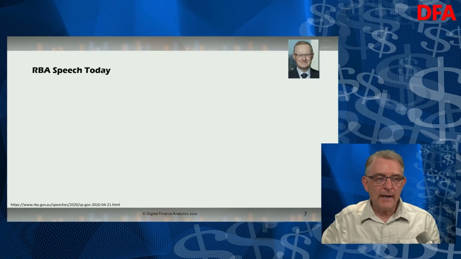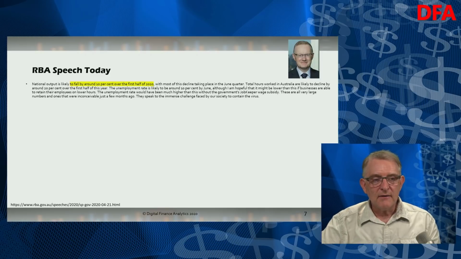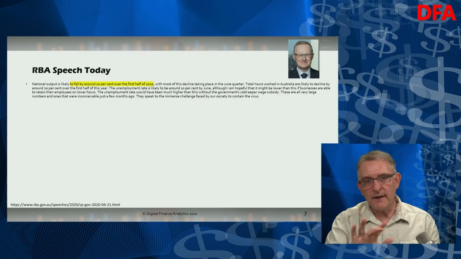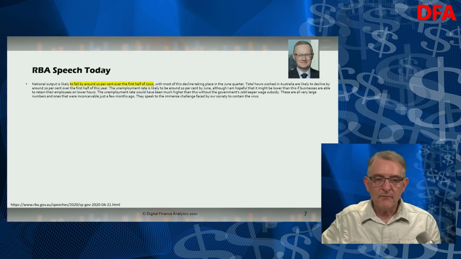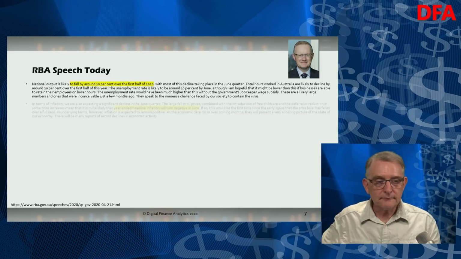Also, Lowe made a speech today, and for the first time, they gave some initial points as to what they felt the economic outlook will be post-COVID. And they said the first thing is a fall of output by around 10% over the first half of the year, most of the decline being in the June quarter. And the unemployment rate will be much higher than it would have been previously, but JobKeeper is keeping a lid on it.